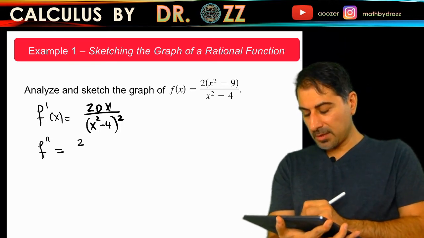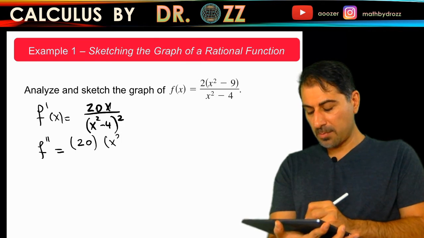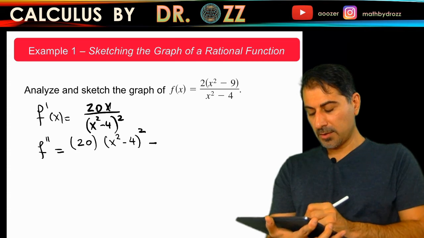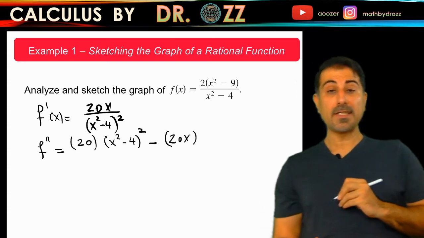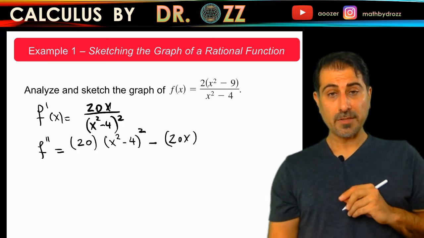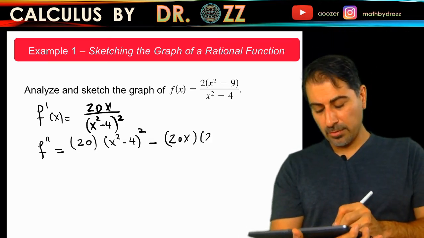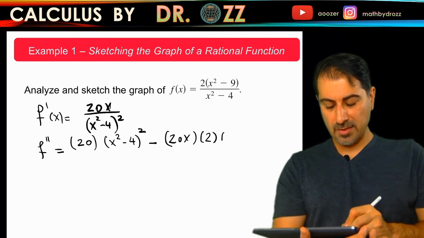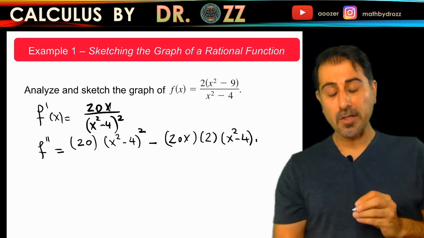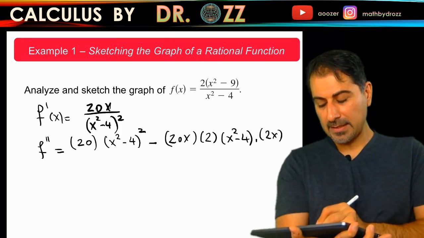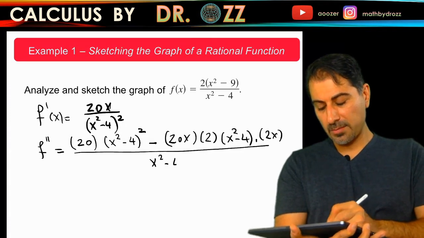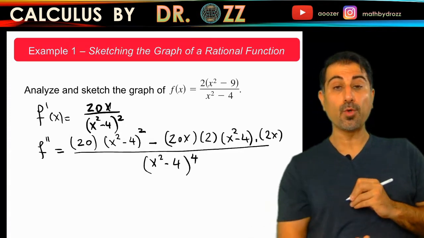So the derivative of the top is 20 times the bottom, minus the top times the derivative of the bottom. And we're going to use the generalized power rule for differentiation for this. So 2 down, we subtract 1 from the power, which makes it x squared minus 4. And we multiply this by the derivative of the inner part, which is simply 2x. And we square the bottom. And when you square it, the power becomes simply 4 here.